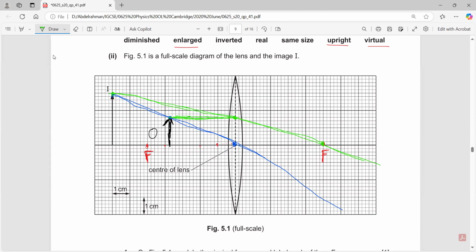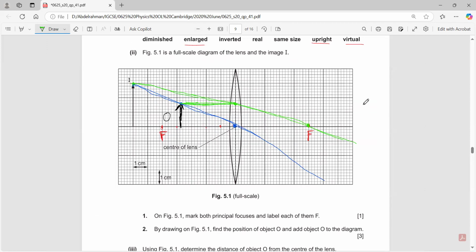We don't have many questions. I don't think I've seen that many questions where you have an image, and not just any image, a virtual image, and you're required to find the position of the object. It's one of the more difficult questions when you have to draw lenses. So this is how you should find the position of this object, how you should draw.